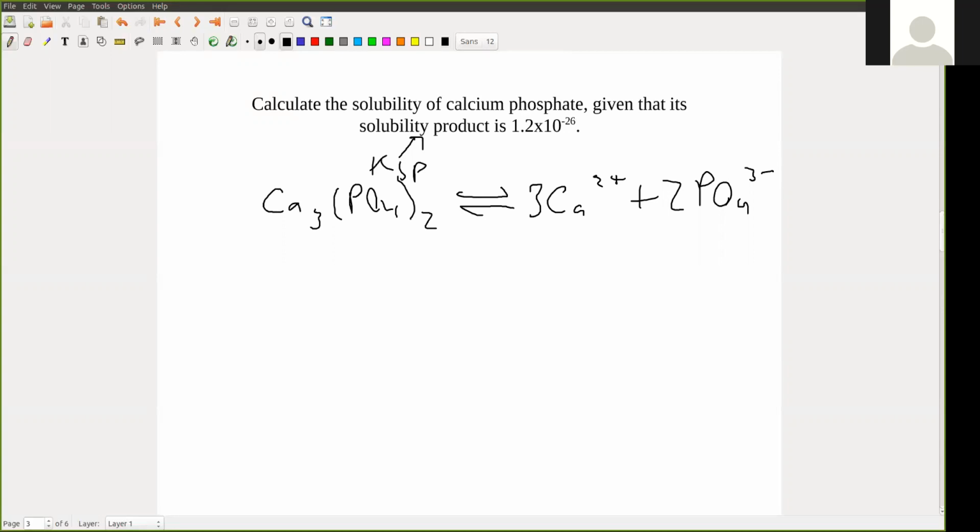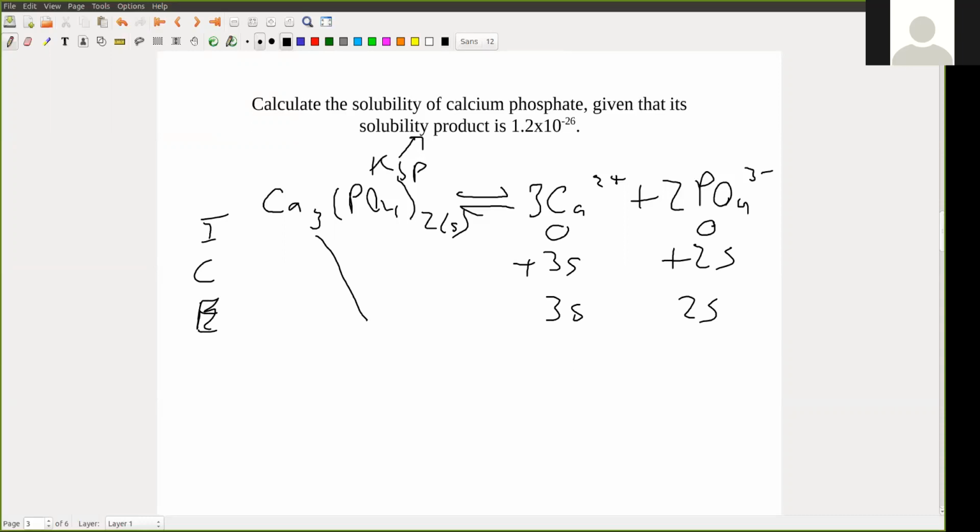If we note that this is solid and we did an ICE table, we could say that we're not even worried about this side, but this side starts at 0 and 0. After we've done that, we need to add 3s to the calcium and 2s to the phosphate. That's because we're carrying down the coefficient. That's standard practice. So our calcium is 3s and our phosphate is 2s. So that's just like an ICE table, except for equilibria, solubility equilibria.